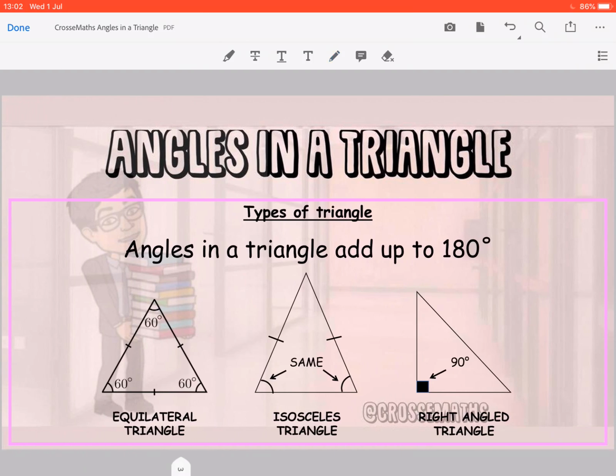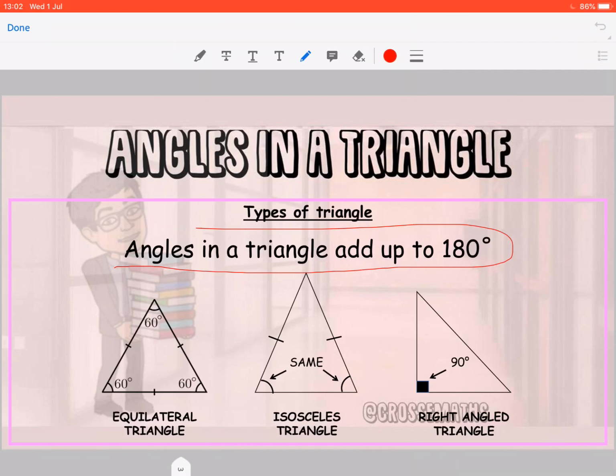Right then, so these are the important points. You need to pause the video in a second and write all these down. Important points: angles in a triangle add up to 180 degrees. That's the most important thing we'll do today. So you've got to have that down.